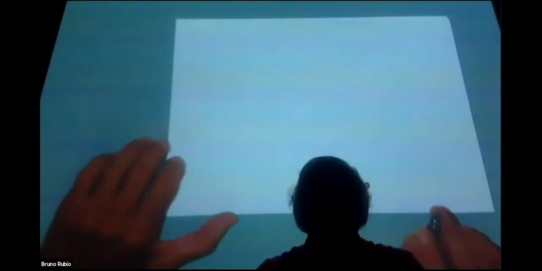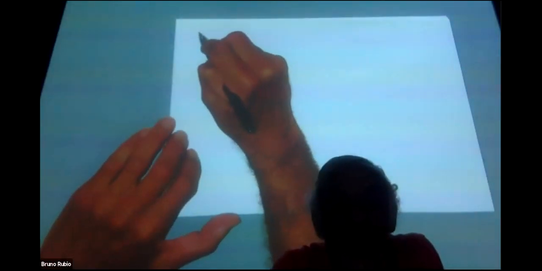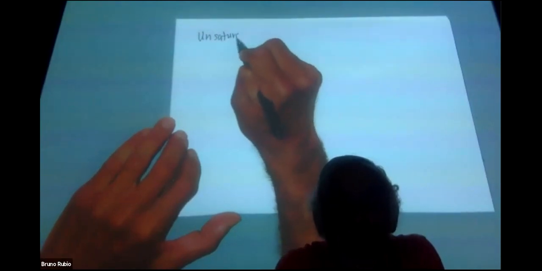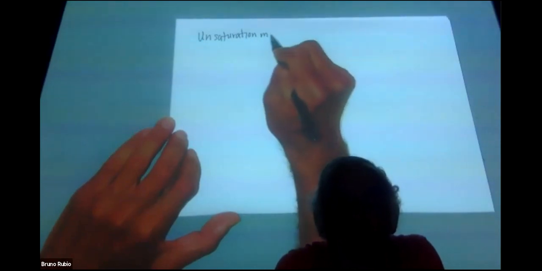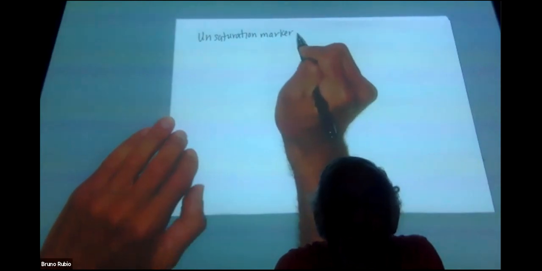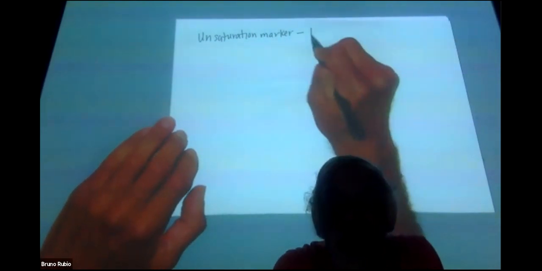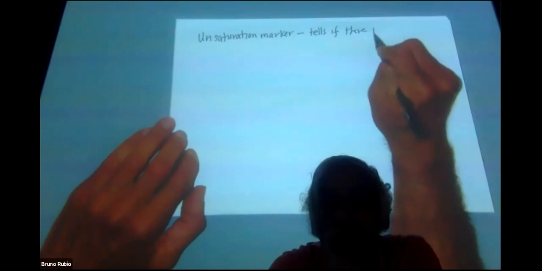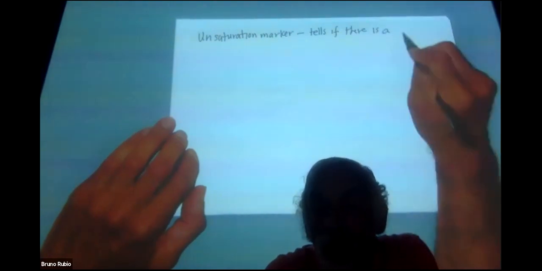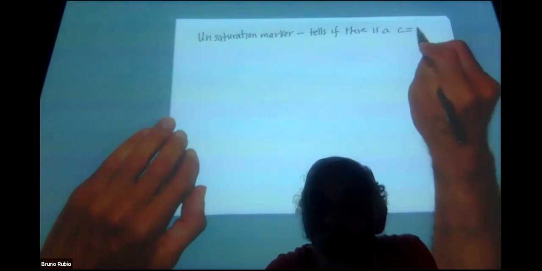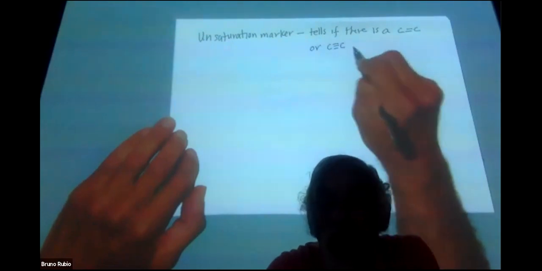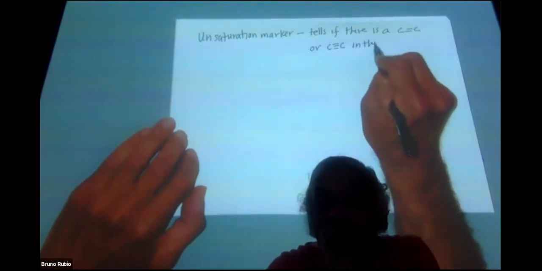we need to talk about the unsaturation marker, right? And this tells if there is a carbon-carbon double bond or carbon-carbon triple bond in the parent.